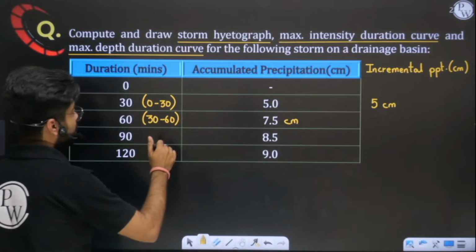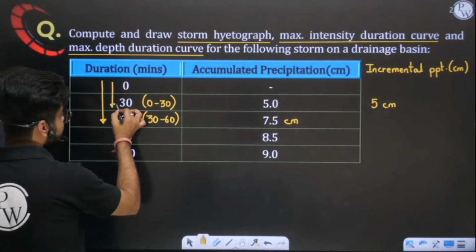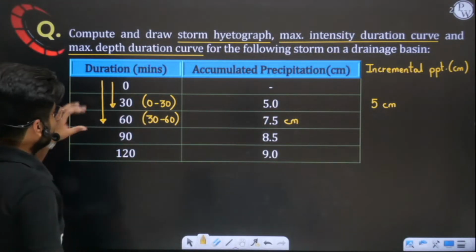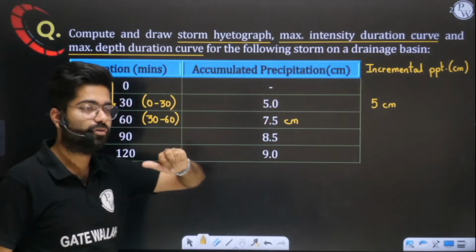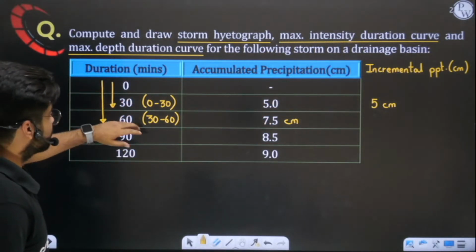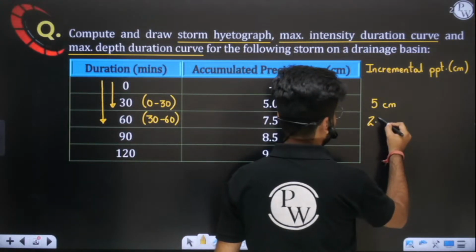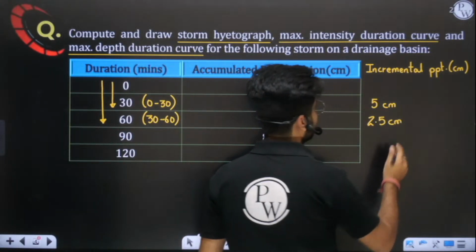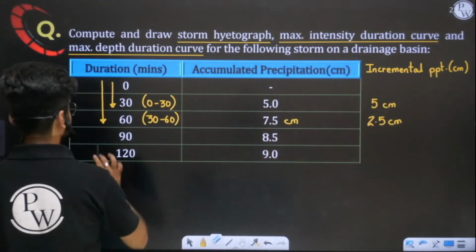We have to subtract. From the start to 60 is 7.5, from the start to 30 is 5. So what will be the incremental rainfall in 30 to 60? We have to subtract 5 from 7.5. It will be 2.5 centimeter. Yes or no? Tell me, is this clear? How we are finding incremental depths?